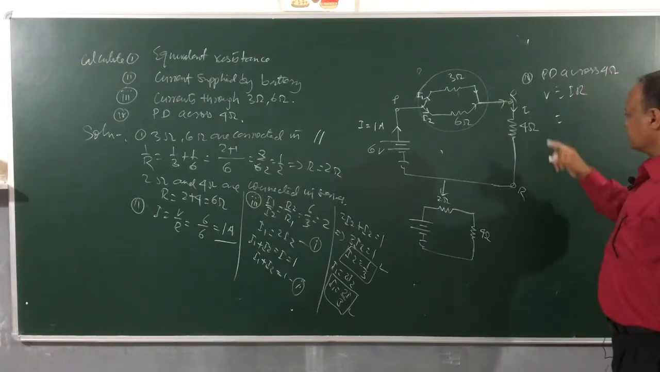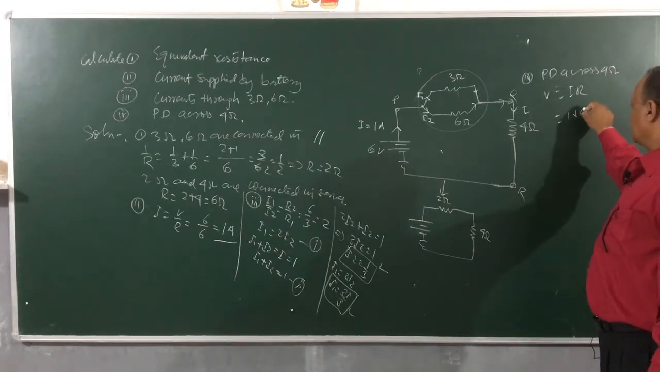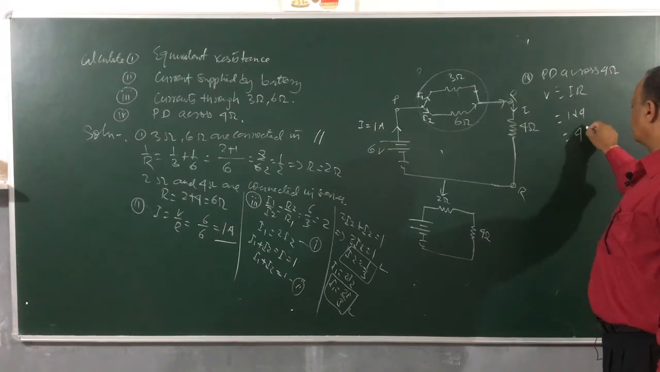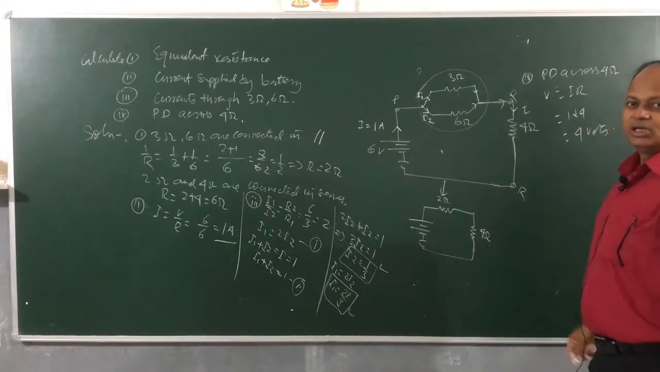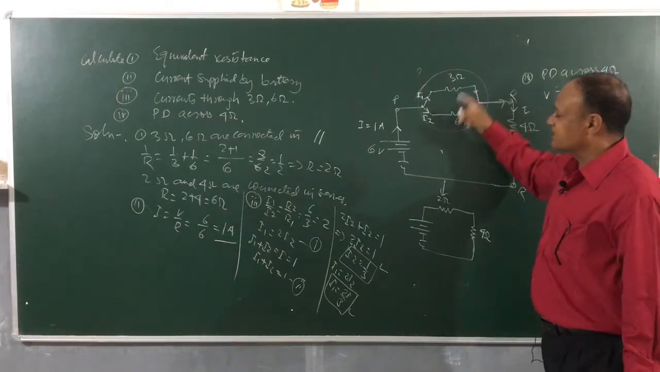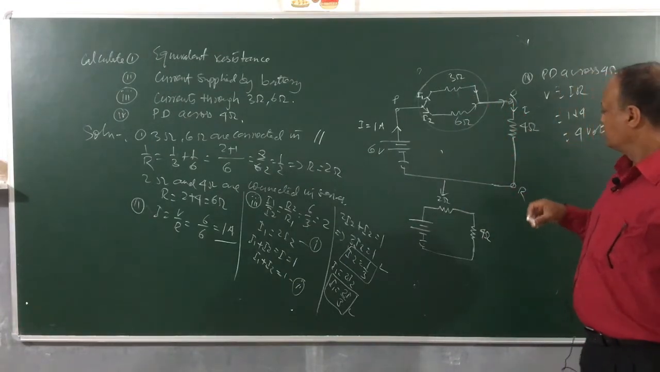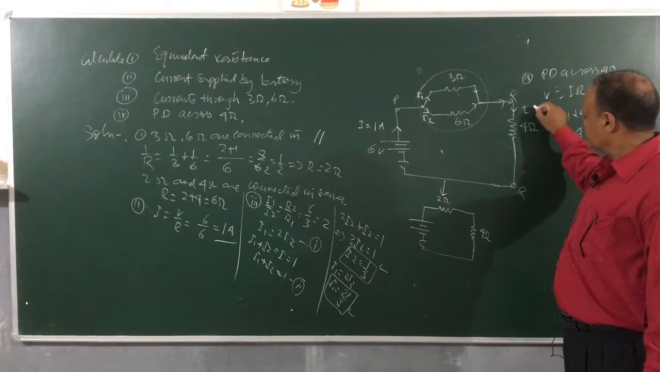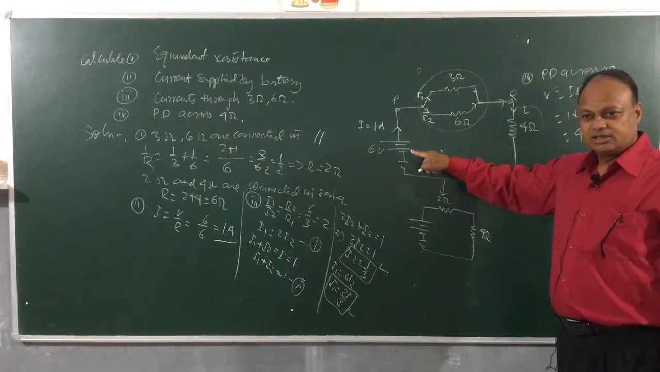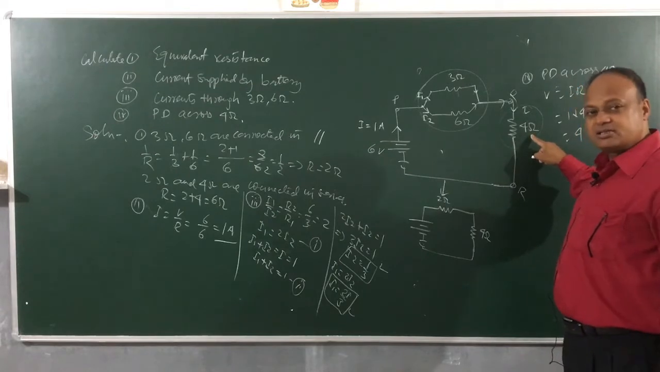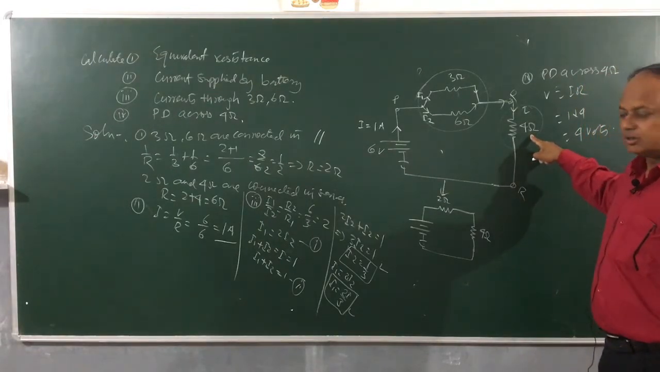How much is I, children? I is 1, R is 4, so 4 volts. Clear? Now if I want to calculate these currents, I can calculate the other way around also. I can calculate the potential difference here, like 4, applied potential difference is V. So 6 minus 4 is 2.